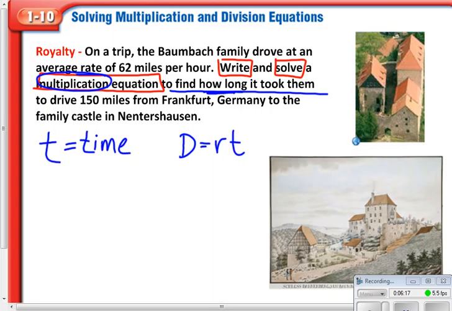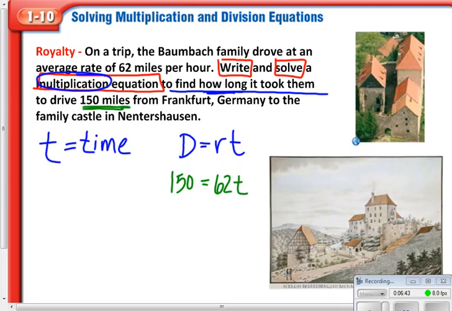In this problem, we know some of the criteria above. We know that our distance is 150 miles. So I'm going to put 150 in for D there. R is your rate or your speed. Well, we're traveling at 62 miles per hour. T, your time, is what is unknown. So there's T. Now you have a multiplication equation.